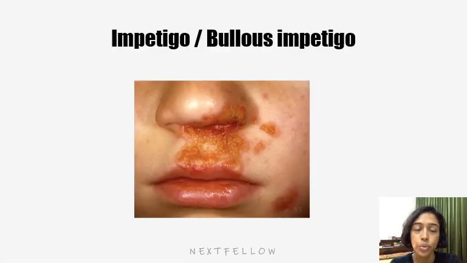So I'm going to show you a few photos and descriptions of these important vesico-bullous conditions. We're starting with the intraepidermal lesions or the superficial blisters, flaccid blisters. The first is impetigo and its variant, which is bullous impetigo. So as you can see here, there are perioral lesions. These are honey-colored crusted lesions, and you can see that is overlying a raw erythematous base.